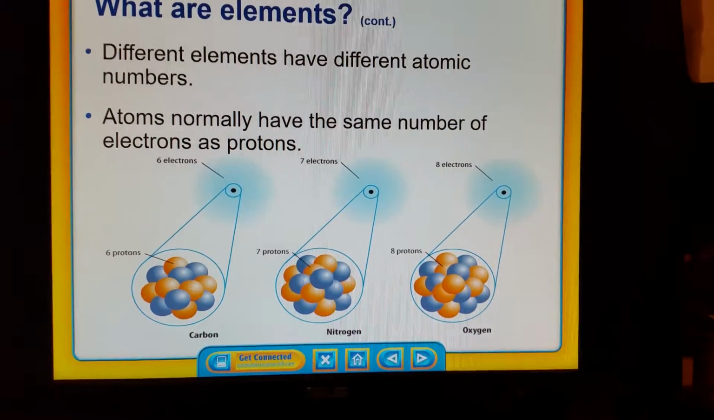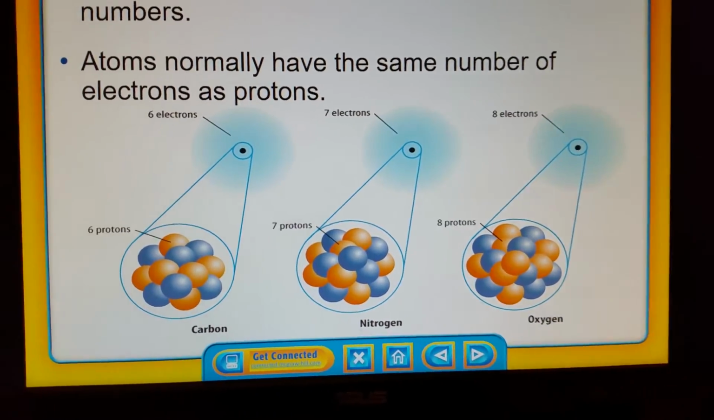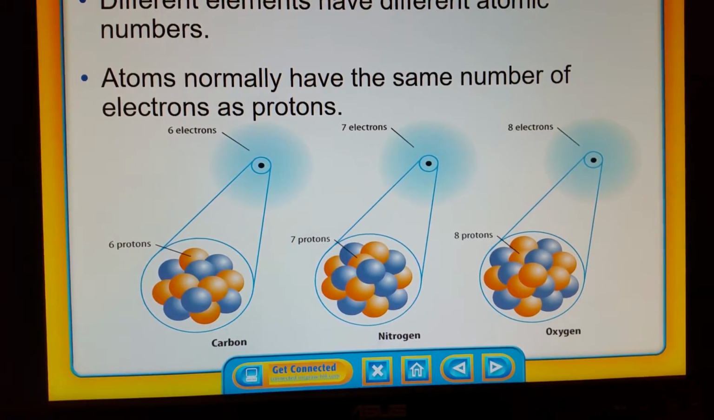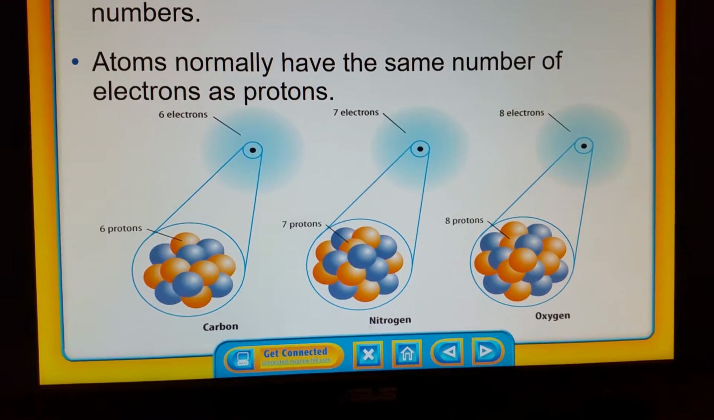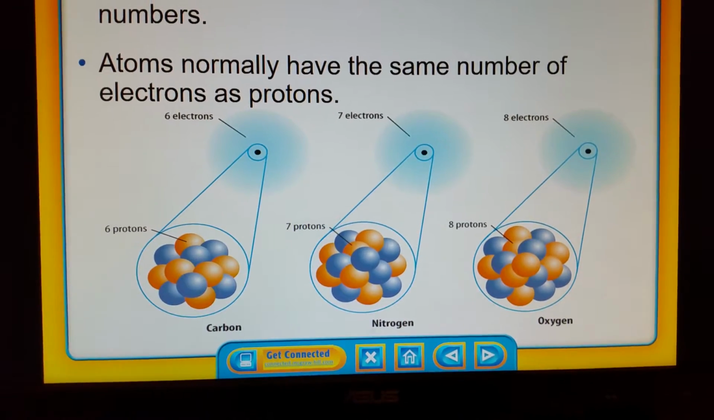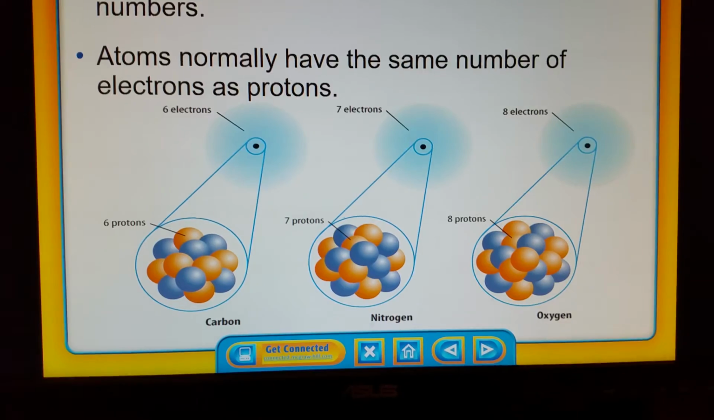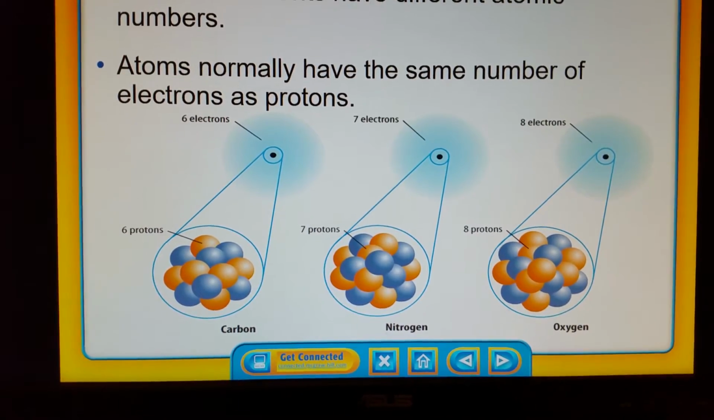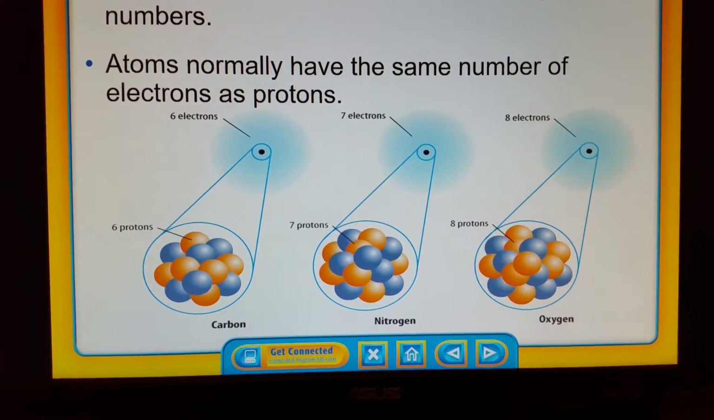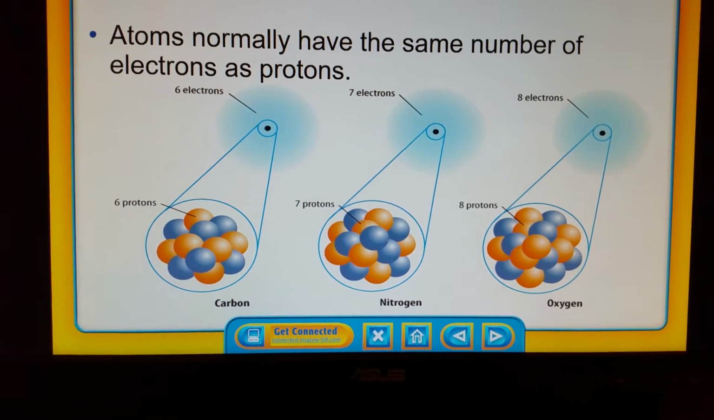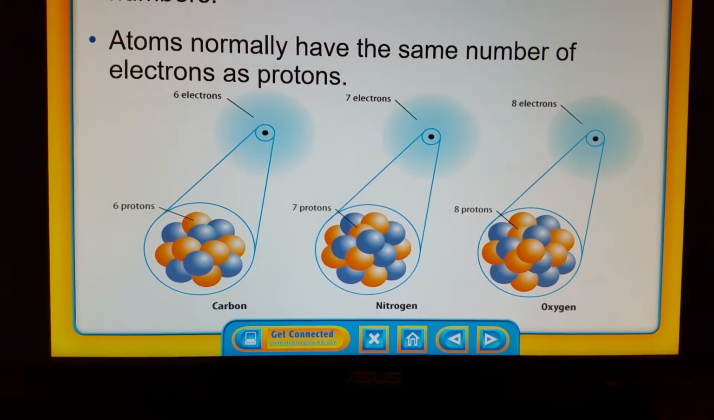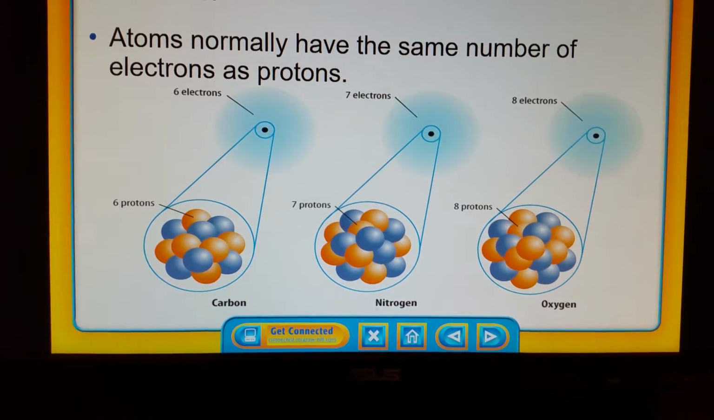For example, look at the screen closely. You see that for carbon, there are 6 protons. All right, so with those 6 protons, you will find 6 electrons also. Now remember, boys and girls, that the protons will be found inside of the nucleus, whereas the electrons will be found outside, which means they orbit around the nucleus.